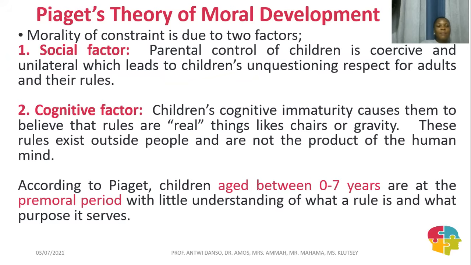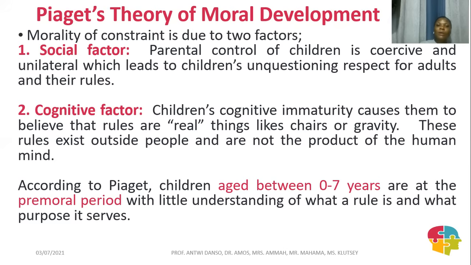So Piaget says that the morality of constraint, or the reason why they cannot judge the intent or the motives behind the actions that people take, is a result of two factors. The first one is that parental control is coercive. So whatever the parents say, they push or force on the children. And it is unilateral. So it leads children not to question the actions of their parents and also not to question the respect for adults and their rules.